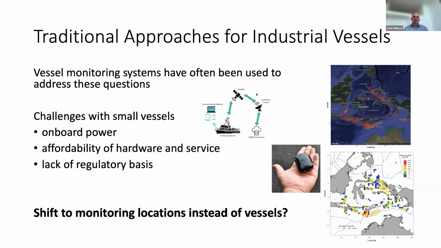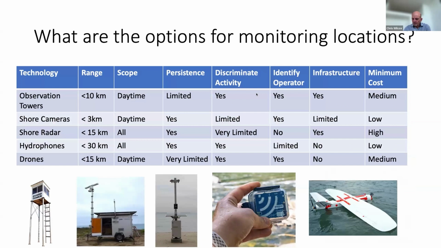So it kind of leads to the question, can we shift to monitoring locations instead of vessels? So can we think about watching places where things are going to happen instead of watching vessels, irrespective of where they go? So at least in the coastal zone, there's probably 5 main options in terms of how you would monitor locations for fishing, whether that's for just general monitoring or whether it is for surveillance, thinking about compliance. And there's some key things to think about.